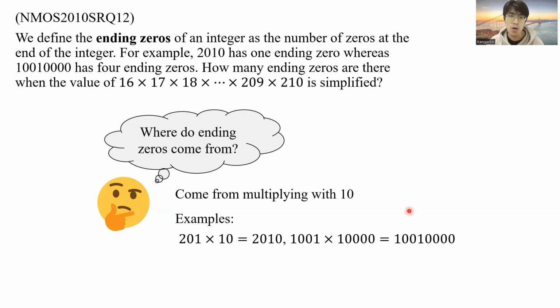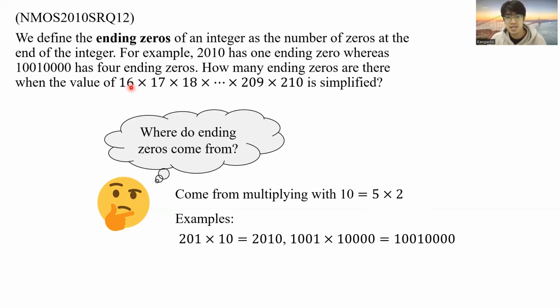But is that the only way we can obtain ending zeros, only tens? The answer is no, because we can further split the number 10 into 5 times 2, which means if I can find some 5s and 2s in this product, then with the 5 and 2 multiplied together, I will get a 10, and an ending zero.